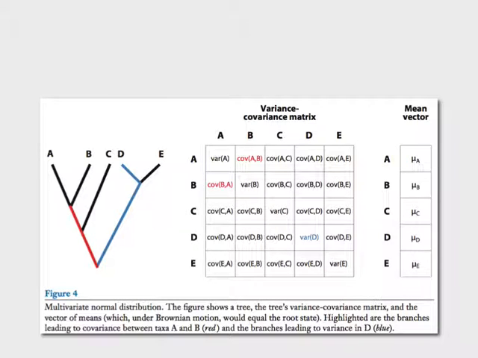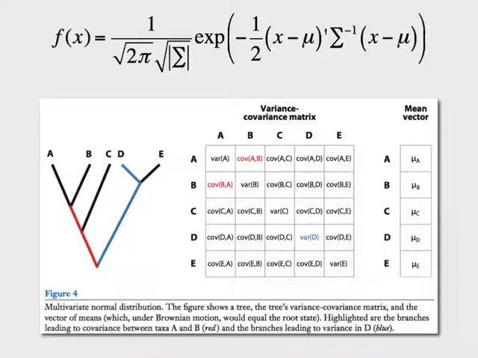Alright. So this covariance matrix is just this. The covariance represents the amount of shared history in a tree between two taxa. So between A and B, what do they share? The red lines. Yep. That times the per-unit-time rate is their covariance. The variance grows linearly with time, and the variance of a taxon is just its own shared history with itself. So that's Brownian motion on a tree.